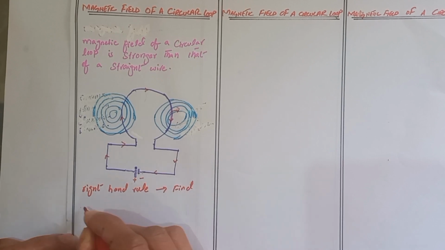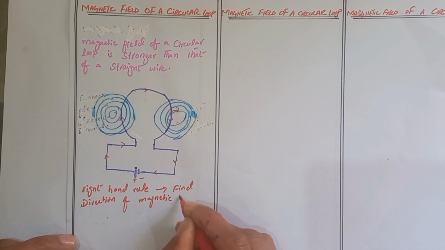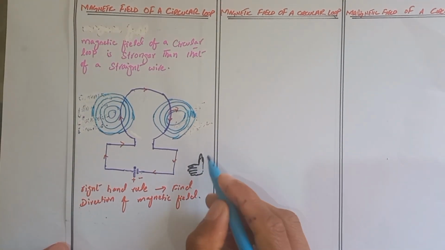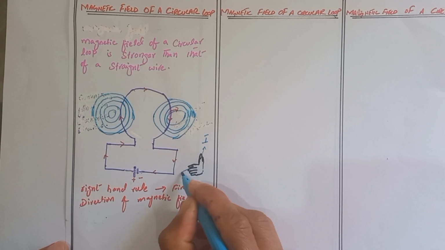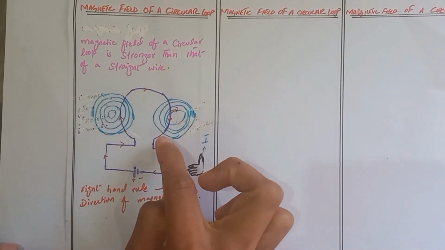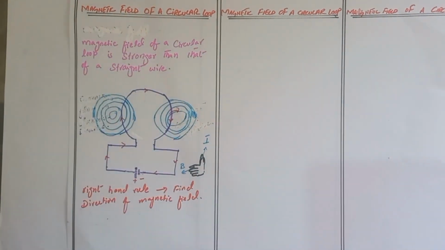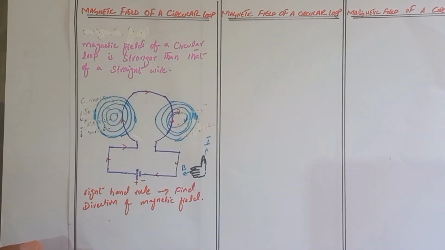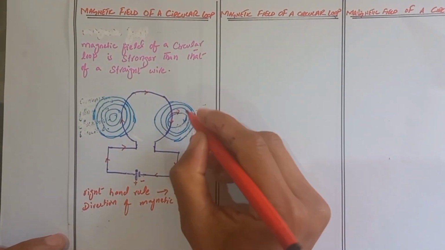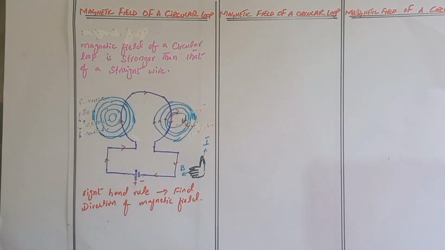Find direction of magnetic field. By the right hand rule, the thumb represents the direction of the current and the fingers represent the direction of the magnetic field. So here the current is flowing in the clockwise direction. Using the right hand rule, where the current is downward, the magnetic field is in the clockwise direction.